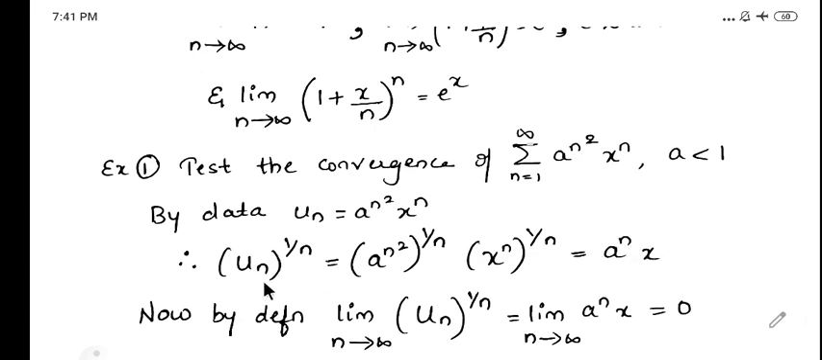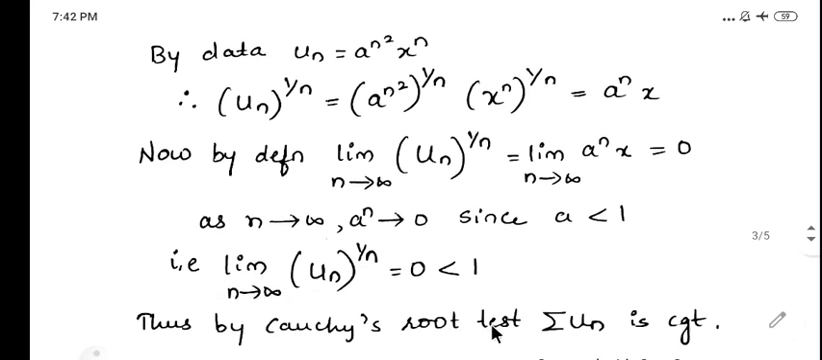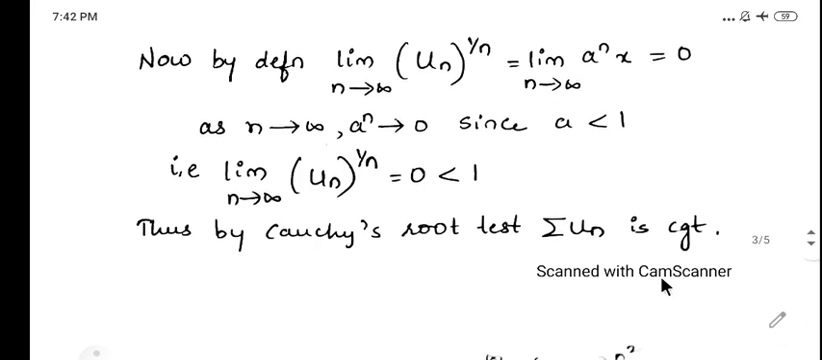After getting un to the power 1 by n, you have to apply the limit by the definition. That is, limit n tends to infinity of un whole to the power 1 by n is equal to limit n tends to infinity of a to the power n times x, where n is tending towards infinity. Then the answer will become 0. 0 is less than 1. Therefore, the given series, that is summation un, is convergent.